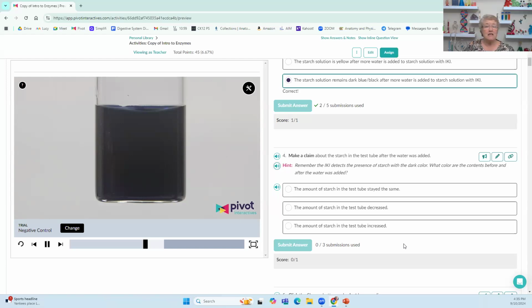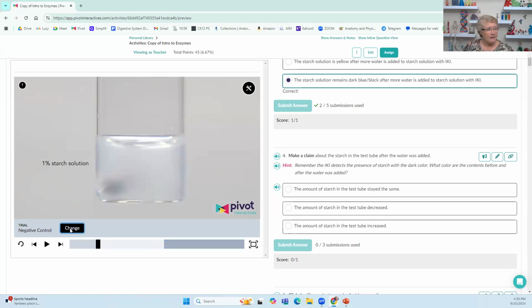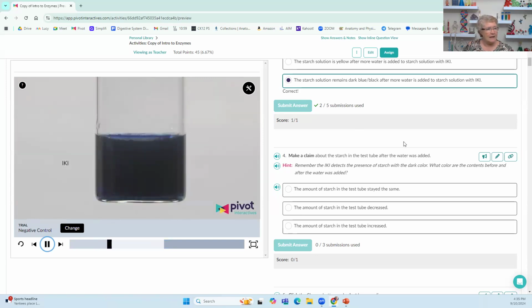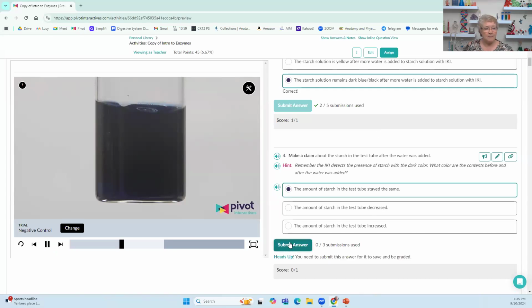If the amount of starch decreased, we wouldn't see as much of the blue color. The blue color would go away. It stayed. Let's look at it again. So there's the starch, there's the IKI and the water. Since the color stayed the same, we can assume that the amount of starch stayed the same as well, because the color didn't change.